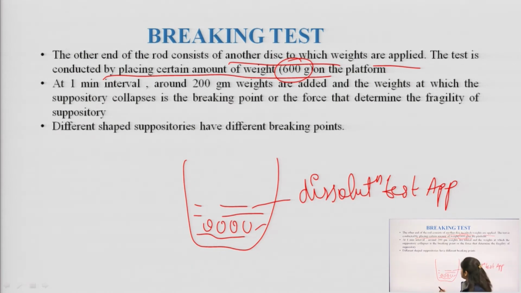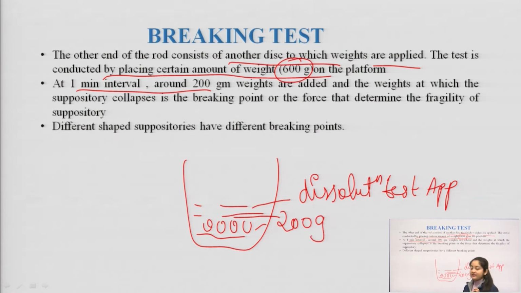What happens here is we are attaching a certain amount of weight which is going to vary from 200 to 600 gram. At a particular time interval, here we can see at 1 minute time interval, we are going to increase the weight by the addition of 200 gram at each interval. So we can just imagine that we are attaching weight to this suppository. At each time we are increasing the weight by 200 gram.